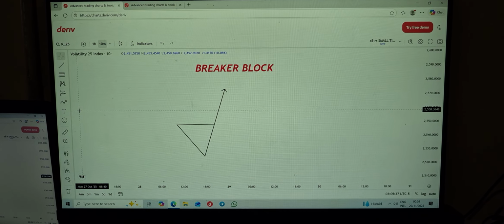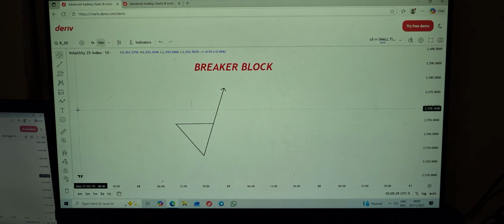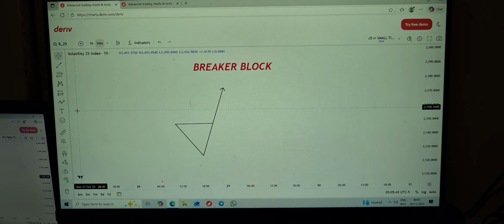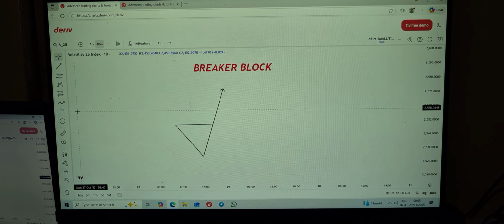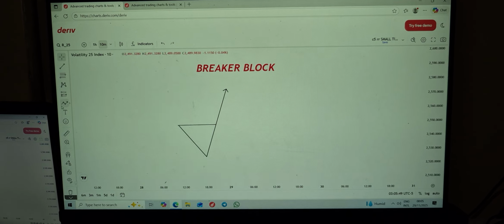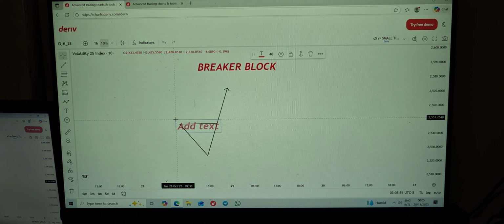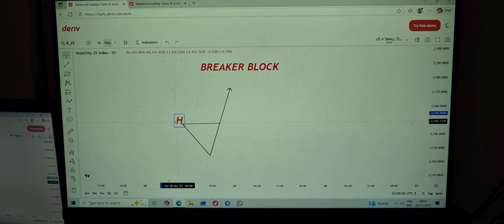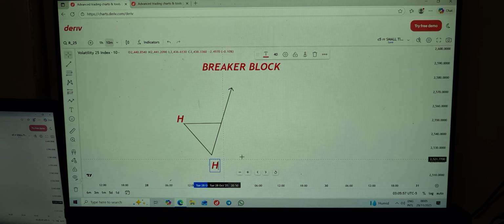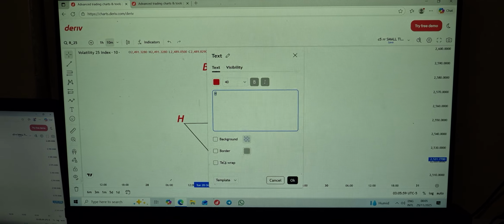Today's topic is breaker blocks. We'll be teaching how to identify a breaker block, what a breaker block is, and how to trade a breaker block. So remember, in the concept of supply and demand, we said demand is formed when a high is broken by a certain low, when price moves above a high.